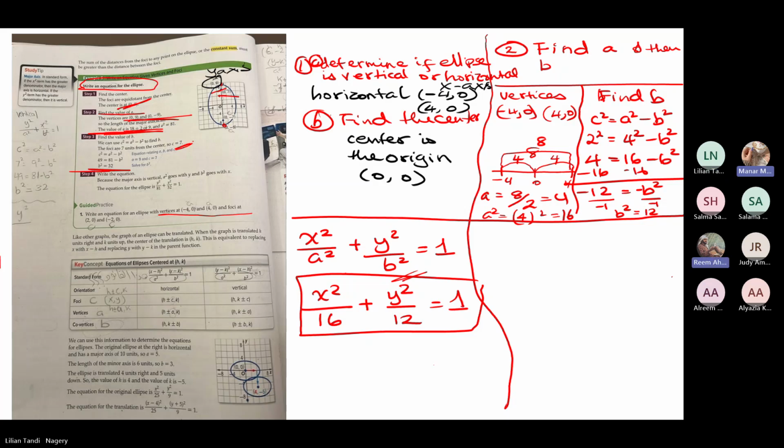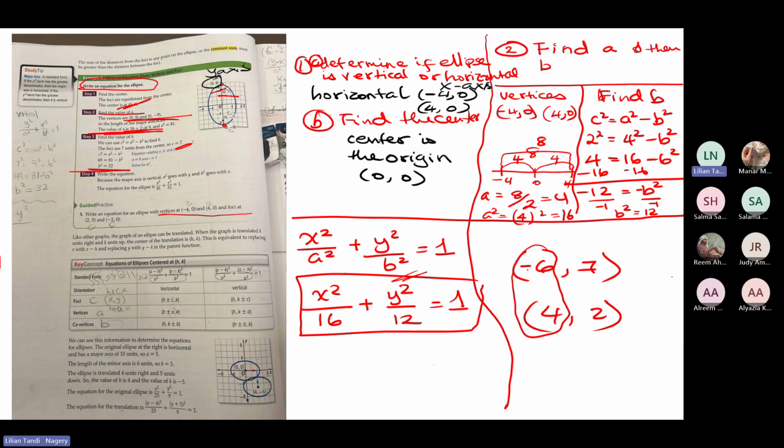Can you write two points? I will write my own points. My point is -6, 7 and another point is 4, 2. We look at the x. If we take -6, we will minus. If we take 4, we will plus because 4 is greater than -6. So if we take the smaller number, we subtract, and if we take the bigger number, we add.